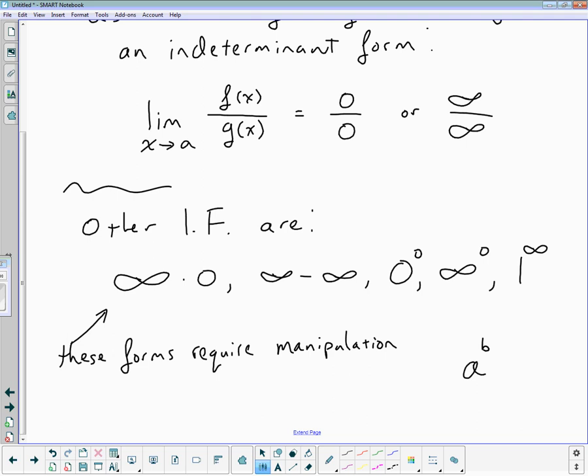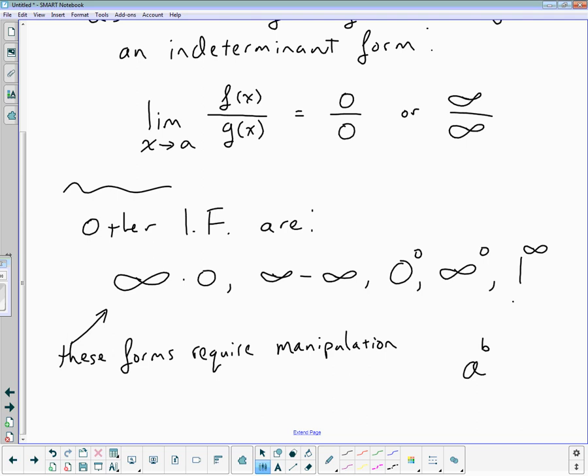Notice 0 to the infinity is not an indeterminate form, because that's 0 times itself 100 times. We have something going to 0, and we multiply it by itself, then we have another thing that's also going to 0. If we have something getting smaller, and then it's getting smaller and smaller, it's still getting smaller. So it goes to 0.